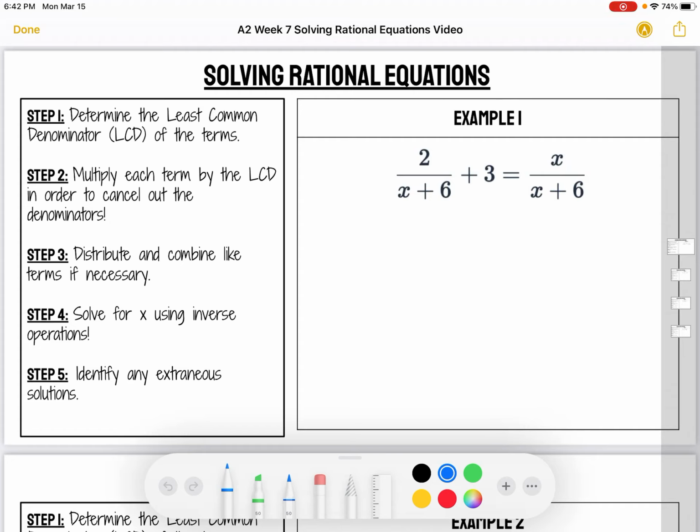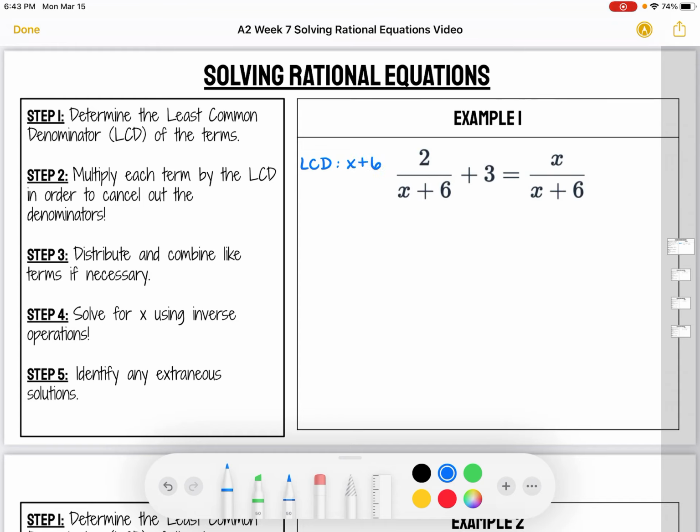Our first step is always to determine the least common denominator of the terms. So what I think about is, what do I want to multiply each term by that would cancel out all of the denominators? So when I look at this example, 2 over x plus 6 plus 3 equals x over x plus 6, I want to look at what different denominators I have. I have the denominator x plus 6, and then I have the denominator x plus 6 again. So since I only have one denominator, my common denominator is just x plus 6, okay?